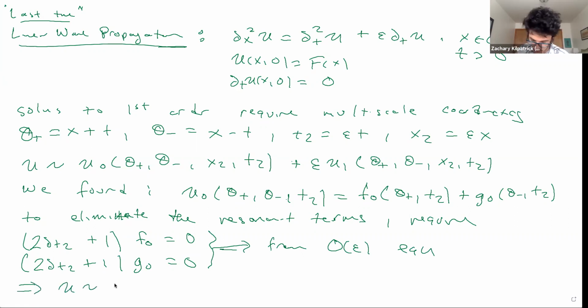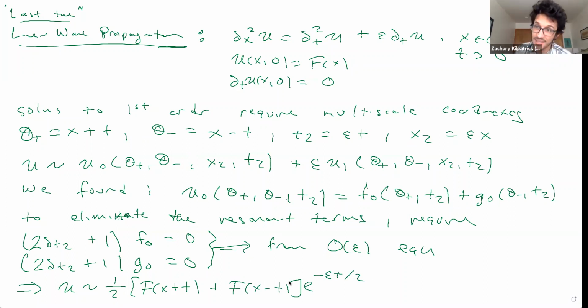a half f of x plus t, because that's your one characteristic, f of x minus t, that's your other characteristic, e to the minus epsilon t over 2. And in fact, this is exact. If you plug it in, it works out as the exact solution.